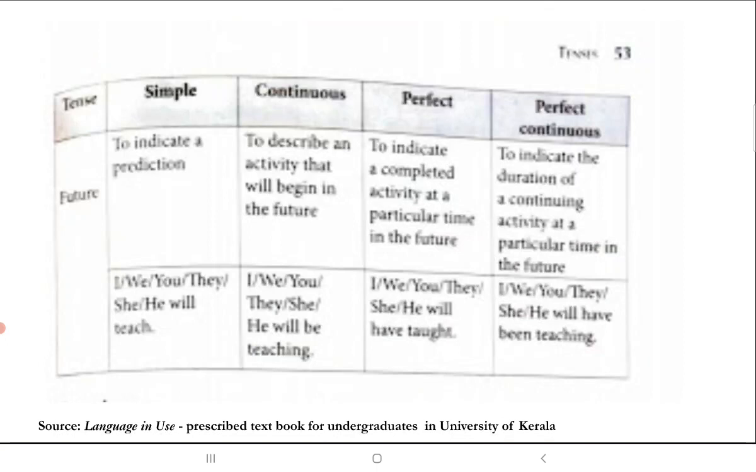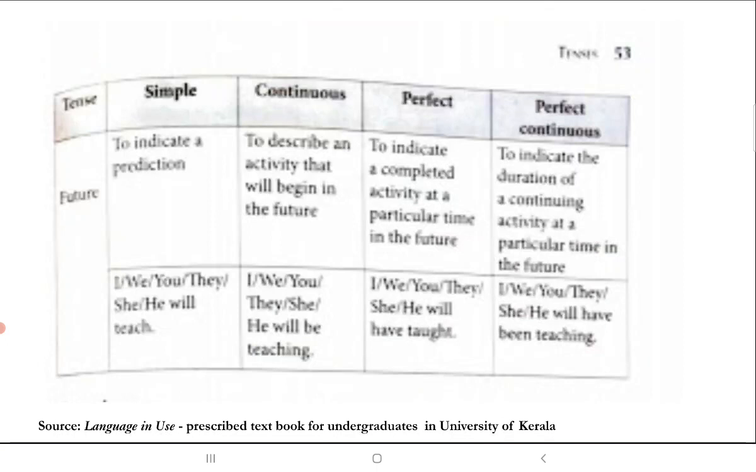You will have taught. We definitely won't use future perfect unless and until it is such a necessary situation. That is why you are getting a little bit confused with that word. He will have taught, like that. Future perfect continuous indicates the duration of a continuing activity at a particular time in the future. For example, he will have been teaching.